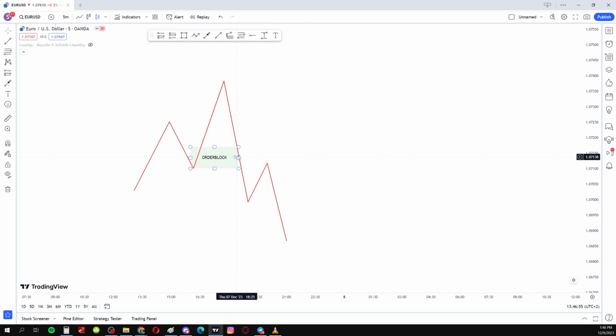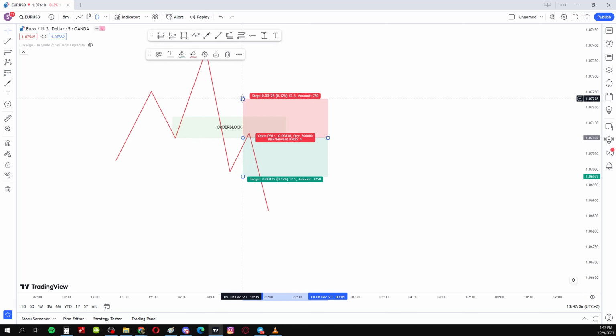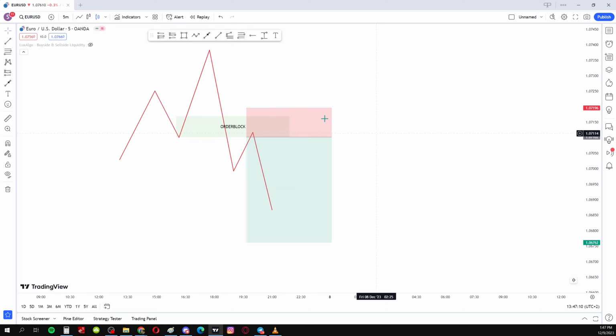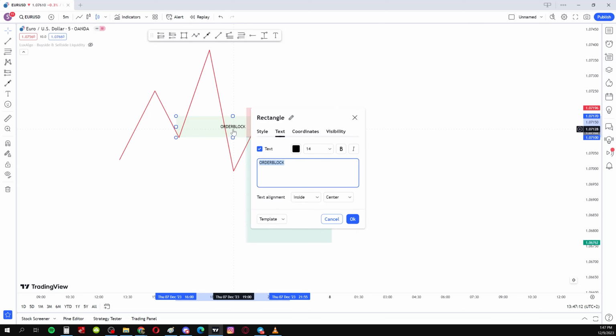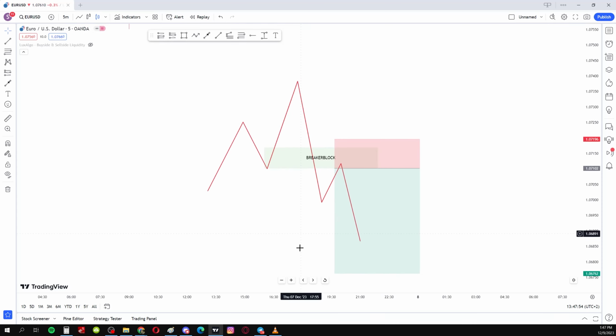So now we can use it as, like it was support, but now it's resistance. So we can just take a trade like this. So now it just becomes a breaker block. So it's the same order block, but it's a failed one. So it becomes a breaker block. Yes, I understand.